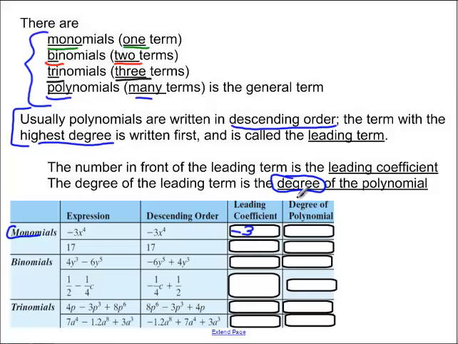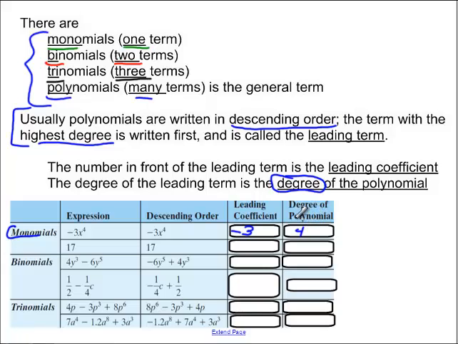The degree of the polynomial is the degree of, or the power on, the variable that's in that leading term. Because we've got a monomial here, we've only got one term, and that means the degree is the power, the exponent, that's on the variable. So the degree of the polynomial is just 4. So there's our degree of the polynomial.